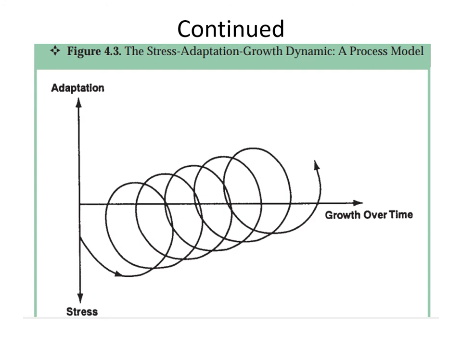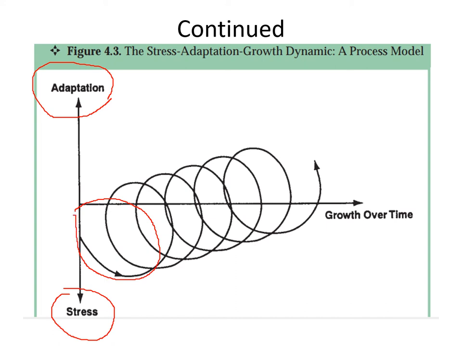See the model. Here we can see the cyclic dynamic model for stress adaptation growth, also called a process model. On the left side you can see two main things: number one is stress, the downward movement, and number two is adaptation. The more stress we have, the less adaptation there would be. This cyclic process starts when these circles or half circles are downwards, which means we have more stress.